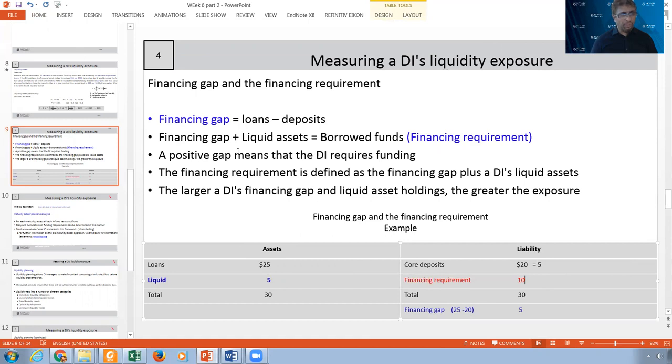So let me just summarize it. The financing requirements equal the financing gap plus the liquid assets, and the financing gap is actually the loans minus the deposits. It's very straightforward.